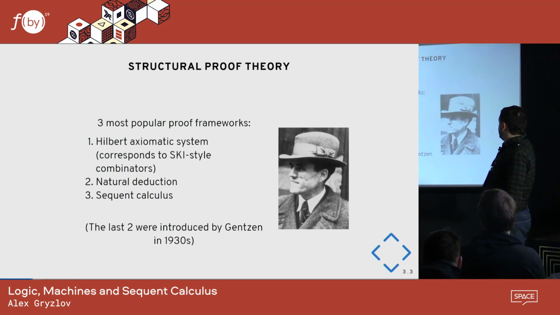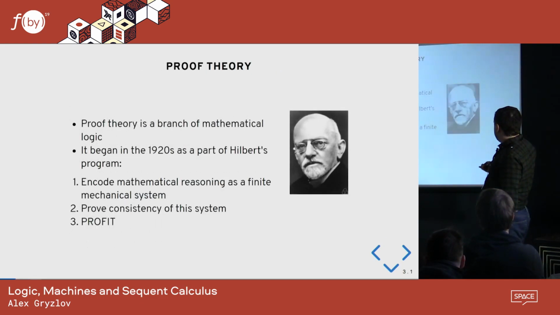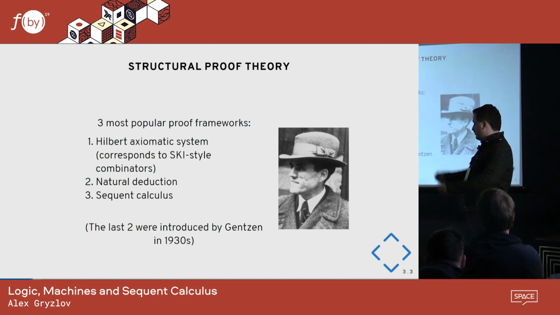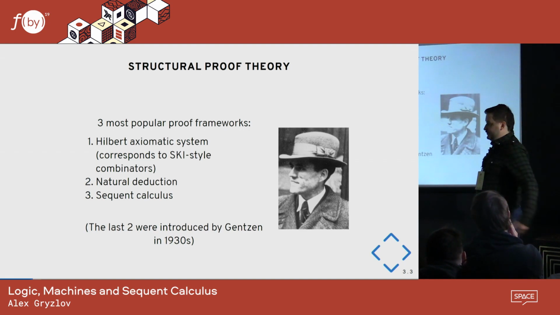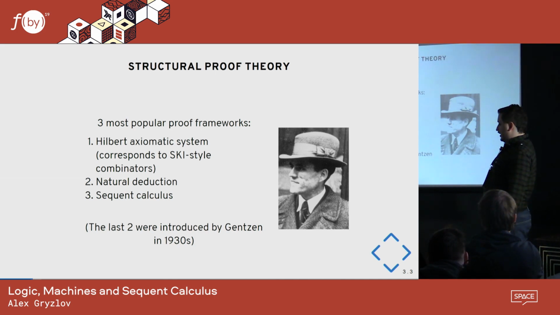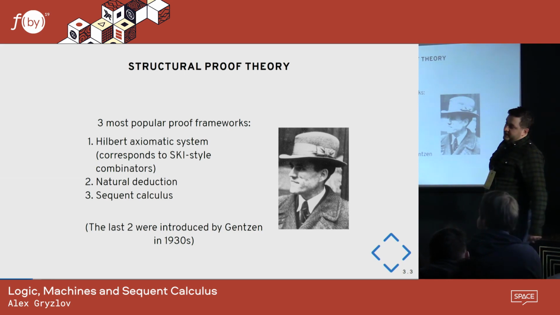Yeah, so to study these frameworks is called structural proof theory, a subfield of proof theory, and there are 3 general ways to do it. One was introduced by this David Hilbert guy, the Hilbert axiomatic system. The idea is that you have a bunch of axioms and a single rule, modus ponens, which says that if A, and from A follows B, then B. You plug the A into the implication and arrive at the conclusion. If you use this system natively, this corresponds, if you've seen this in programming, to the SKI combinator style.